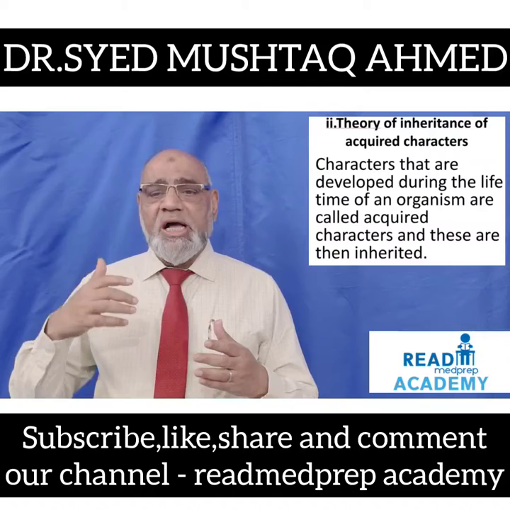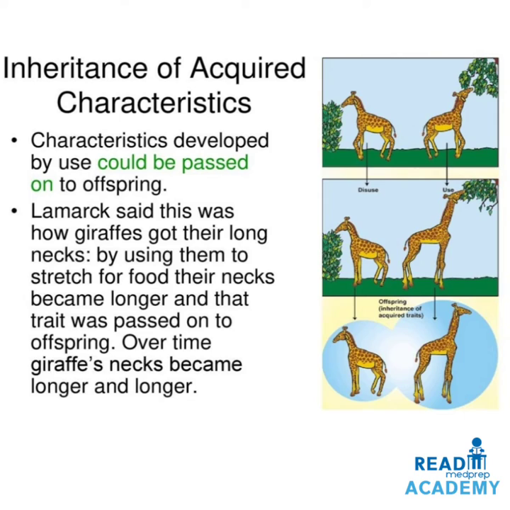Inheritance of acquired characteristics: characteristics developed by use could be passed on to the offspring. Lamarck said this was how giraffes got their long necks. By using them to stretch for food, their necks became longer and that trait was passed on to the offspring. Over time, giraffes' necks became longer and longer. You can see in the image on the right side that the necks became longer because of reaching the food on the tree branches, and the neck elongated because of excessive usage.